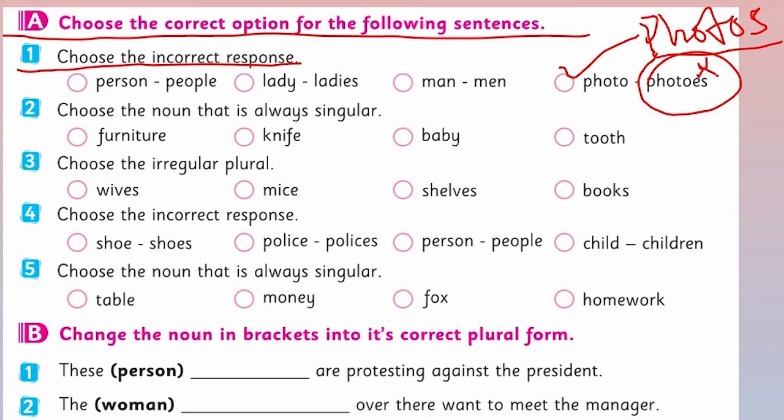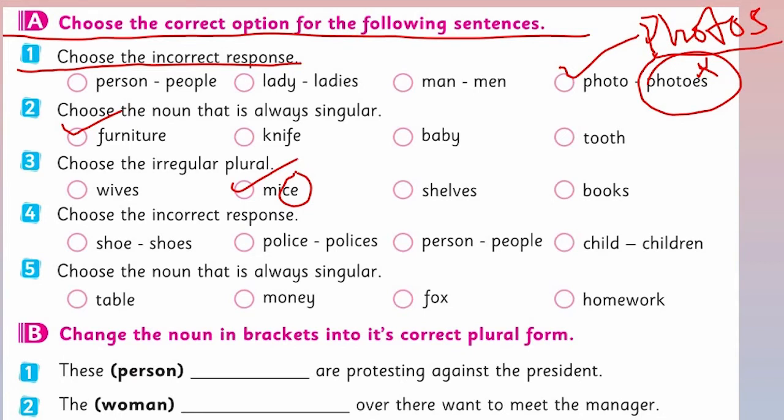Look at the second one. Choose the noun that is always singular. Yes, furniture. This is an irregular noun. Look at the third one. Choose the irregular plural. Yes, mice. Because we have no es or s at the end. Mice is the plural form of mouse.